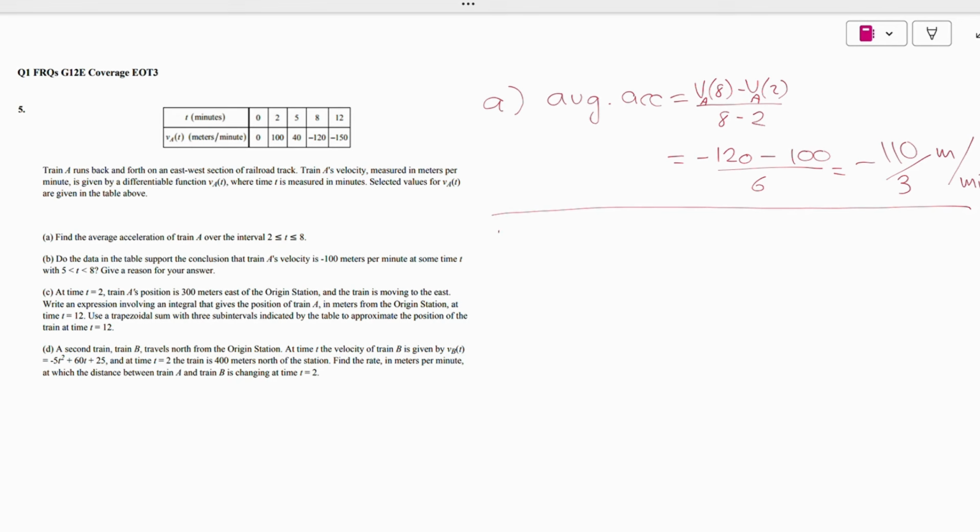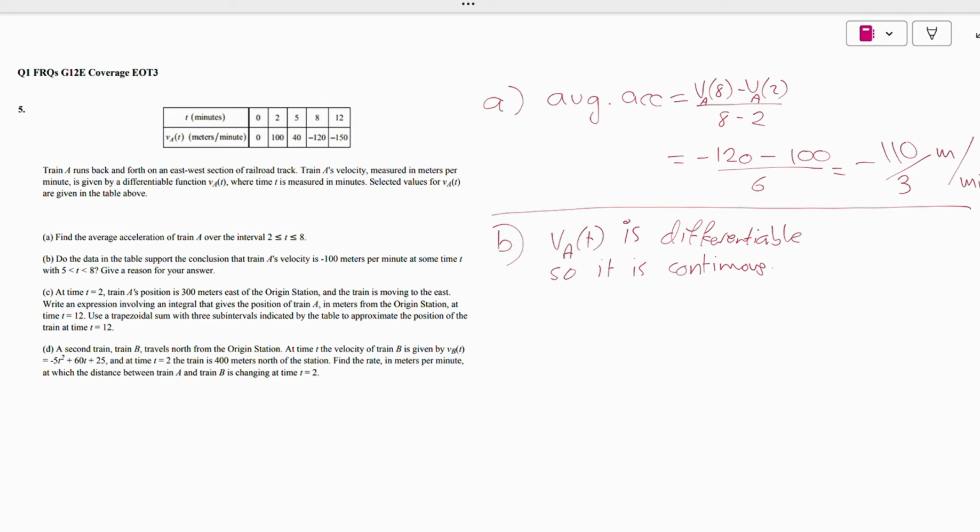This is part A. Part B says, do the data in the table support the conclusion that train A's velocity is negative 100 meters per minute at some time where t is between 5 and 8? Give a reason for your answer. First of all, VA of t is differentiable, okay? So it is continuous, right? This is what we need to write first, that the function is differentiable, which means continuous.